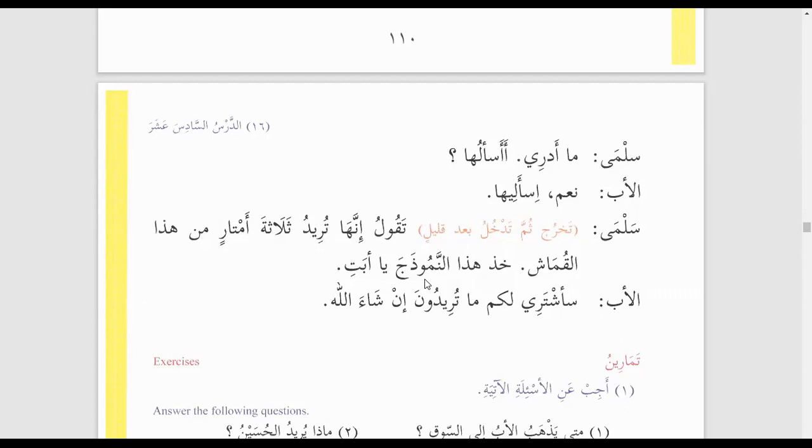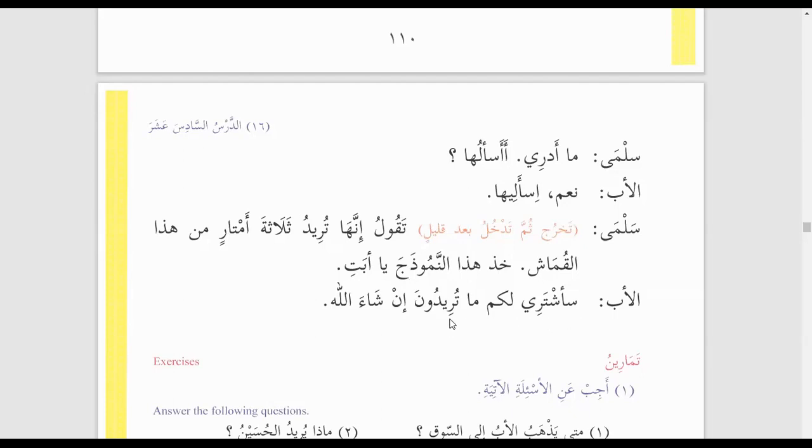خذ هذا النموذج يا أبتي. Take this sample, oh my father. خذ, what do you remember about خذ? It's a fi'l al-amr, a special fi'l al-amr. It should be khudh, but the Arabs find it difficult to pronounce, so it has become khudh. You take. Khudh hadha an-namudhaja ya abati. Take this sample, oh my father.